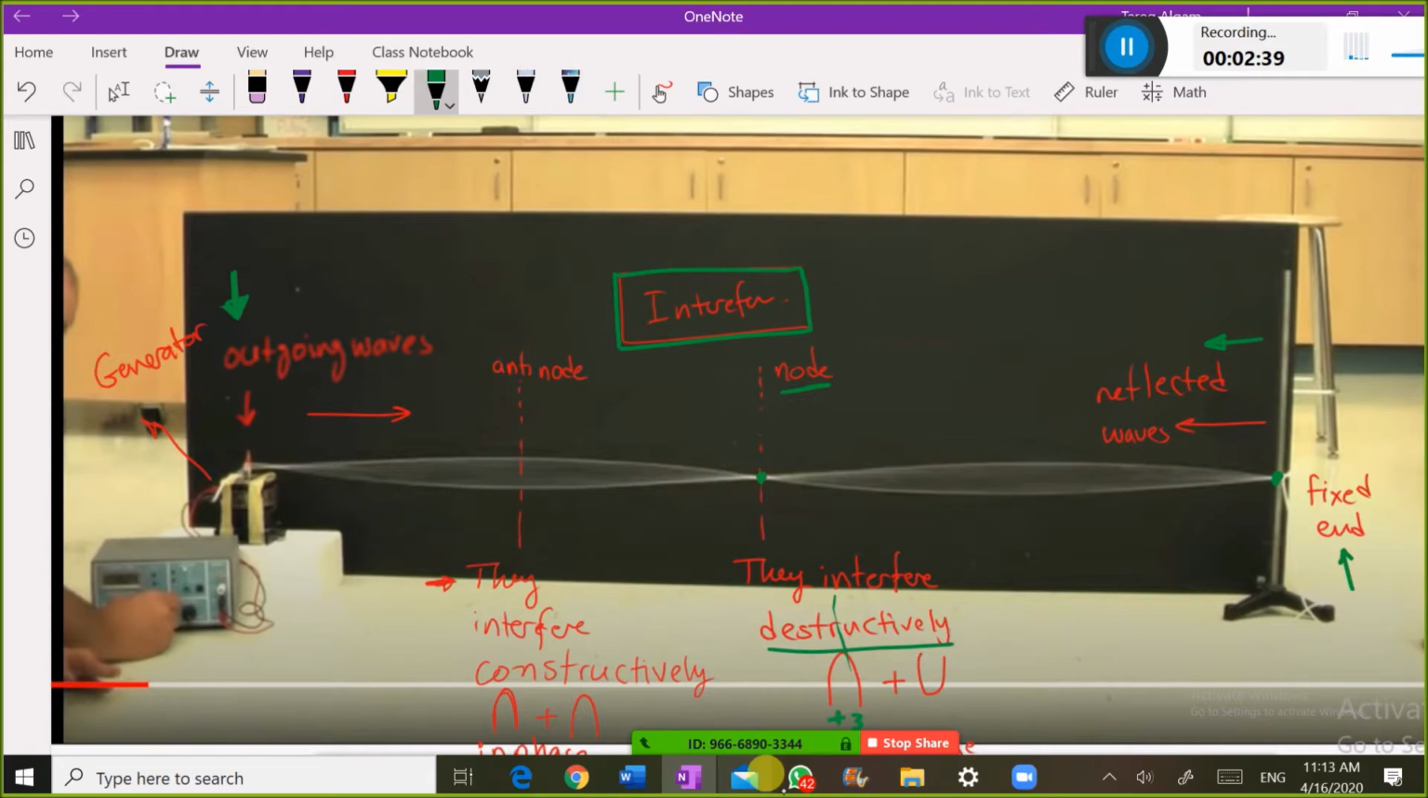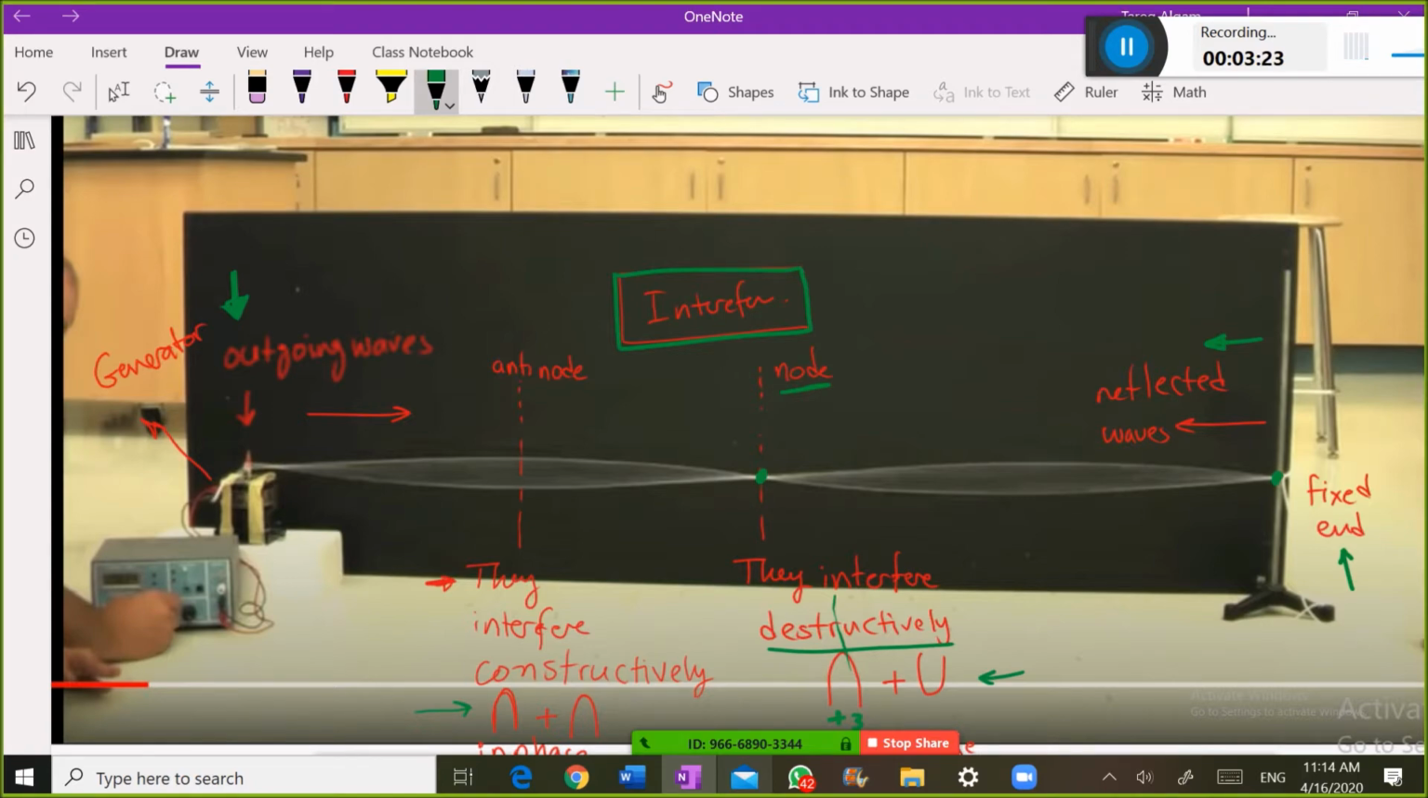are certain points called nodes, where the outgoing waves and reflected waves are interfering destructively, crest with a trough like this. At certain positions, which are called antinodes, the outgoing waves and the reflected waves interfere constructively, crest with a crest. So I will observe a pattern here for the standing waves. This pattern consists of a series of antinodes and nodes.